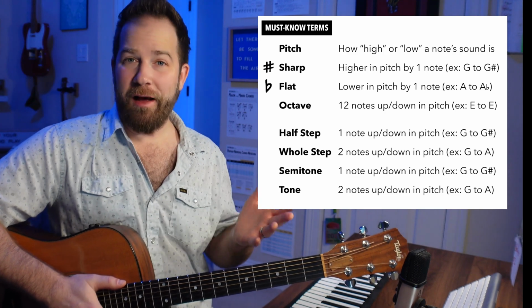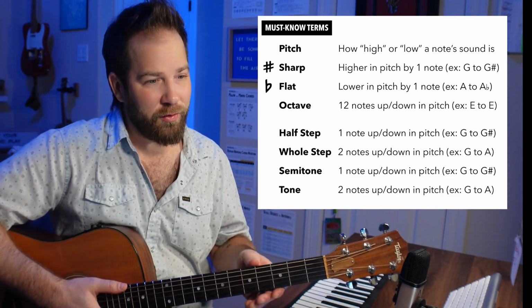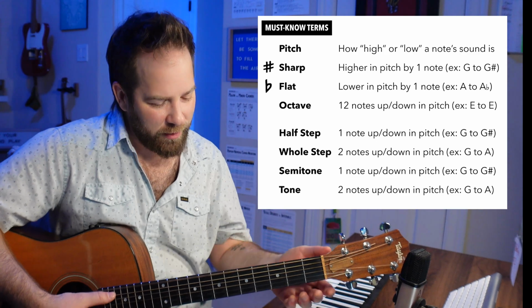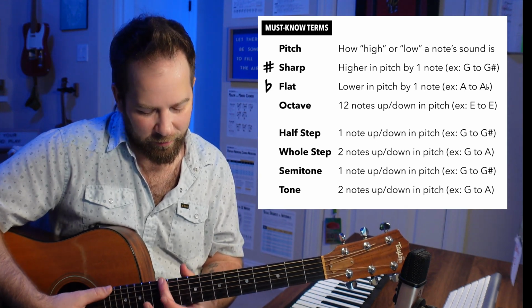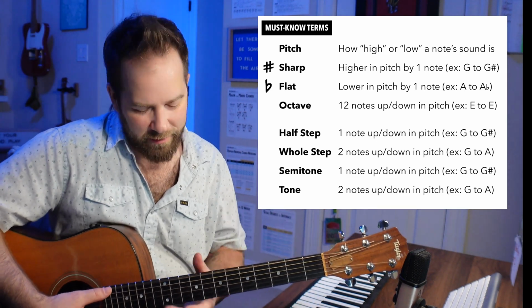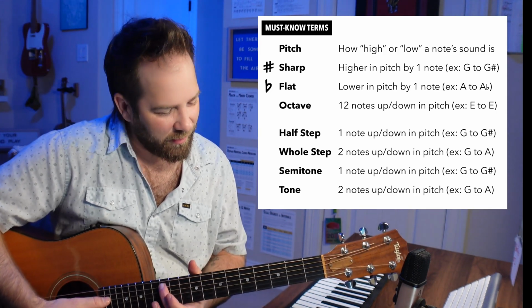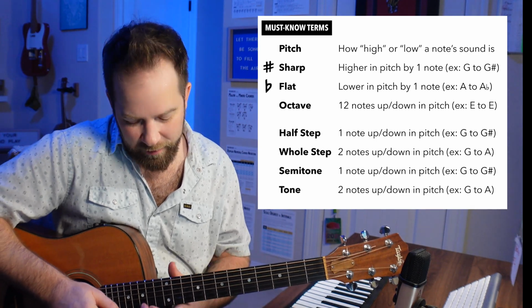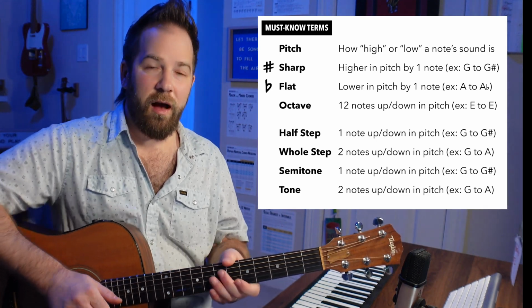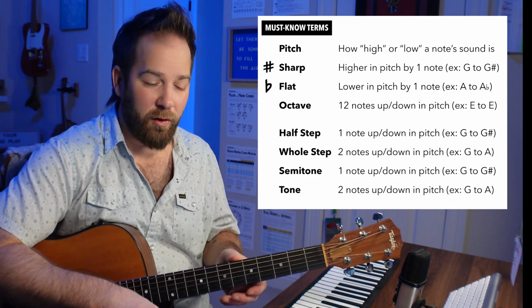Next is this idea of an octave. An octave simply refers to any note, if we go up to the next version of that note, right? This is an E, and this is an E, right? This is an A, and this is an A. This is a G, and this is a G. I'm basically moving up an octave in all those places.